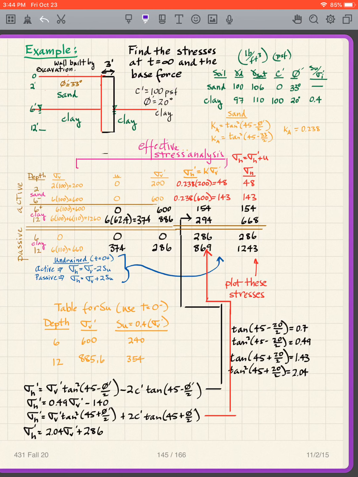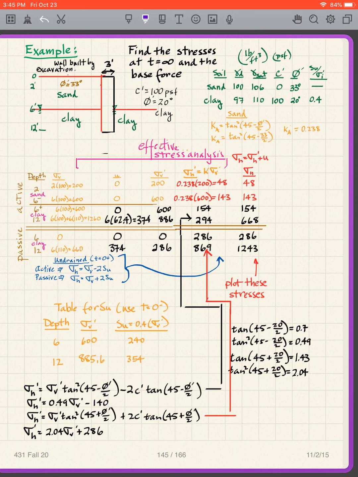And all the soil properties are given here. And so I have my sand. Well, sand has a C prime of 0, phi prime. Does not have an SU over sigma prime I. My clay has a C prime and a phi prime and an SU over sigma prime I. Now, in this particular case, we are asked for everything at T equals infinity, so I'm not really going to need that because that's an undrained property.